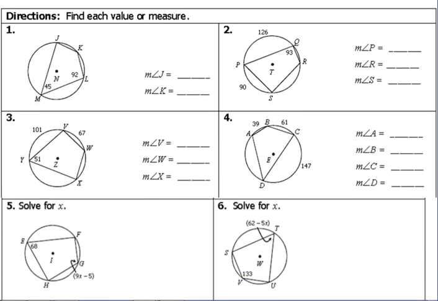So let's find some measures here. The measure of angle J, well, J is opposite of L. So 180 minus 92 leaves us with 88 degrees. The measure of angle K, K is opposite of M. M was 45, so that leaves us with 135 for angle K.